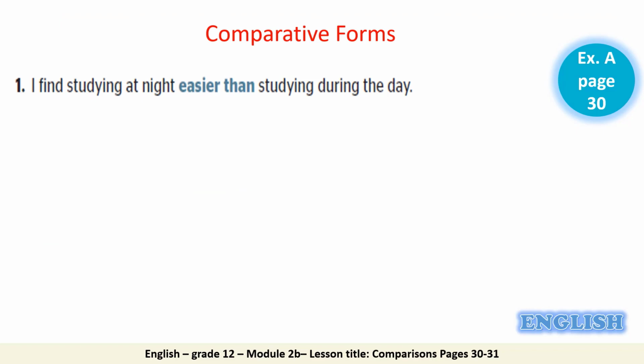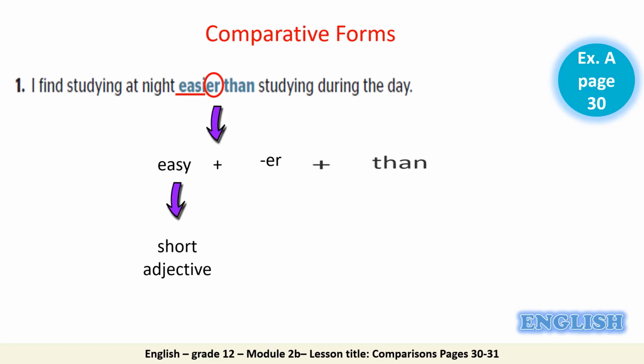I find studying at night easier than studying during the day. That was the first sentence in the previous exercise. How is the comparative formed in this sentence? Great! We've got the adjective easy, which is a short adjective plus er plus than. And this is the rule of short adjectives in the comparative form.